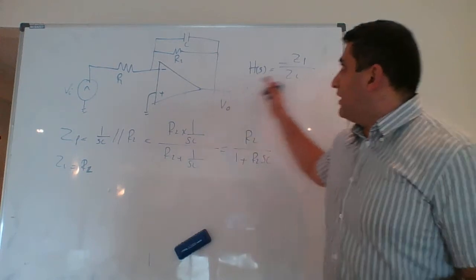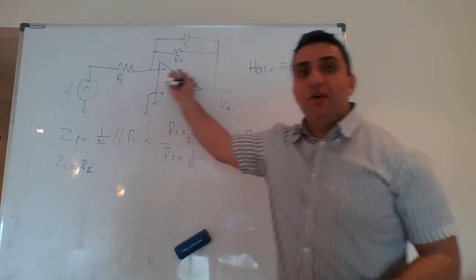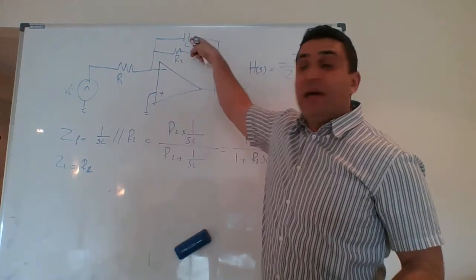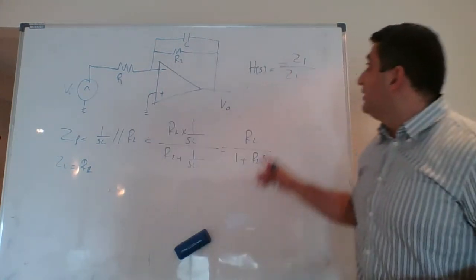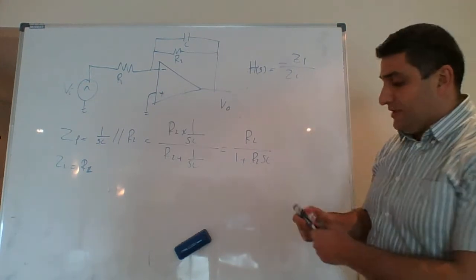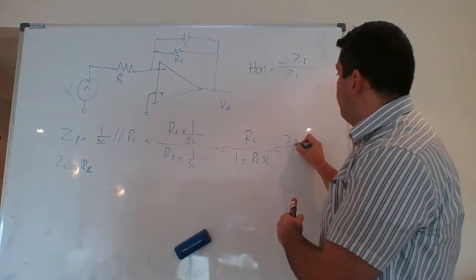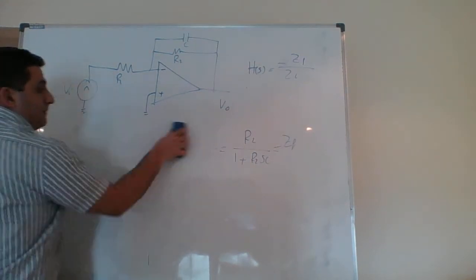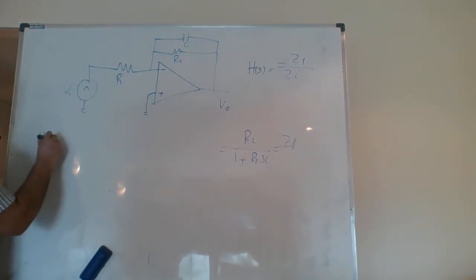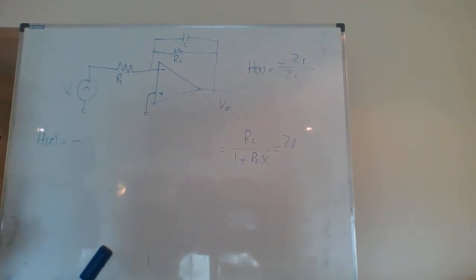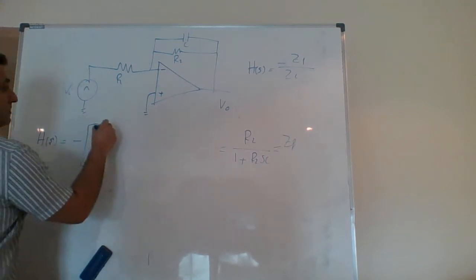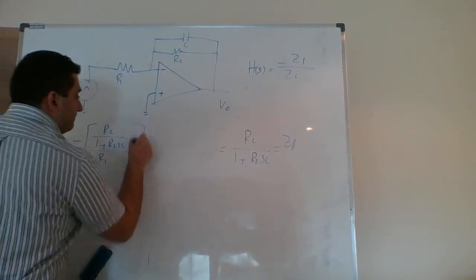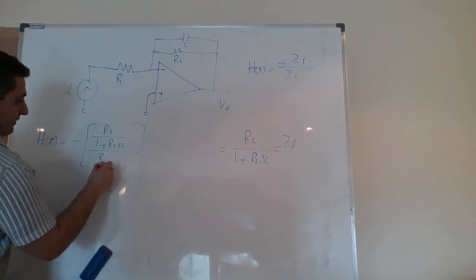So what I did now is I analyzed the circuit. H of S is equal to V output over V input. I know from the op-amp that the output voltage is related to the Z feedback and Z input. So now let's analyze what H of S is. H of S will be equal to minus, in a bracket, ZF, which is R2 over 1 plus R2 SC, divided by R1. Remember, this divided by R1 is like having R1 over 1.